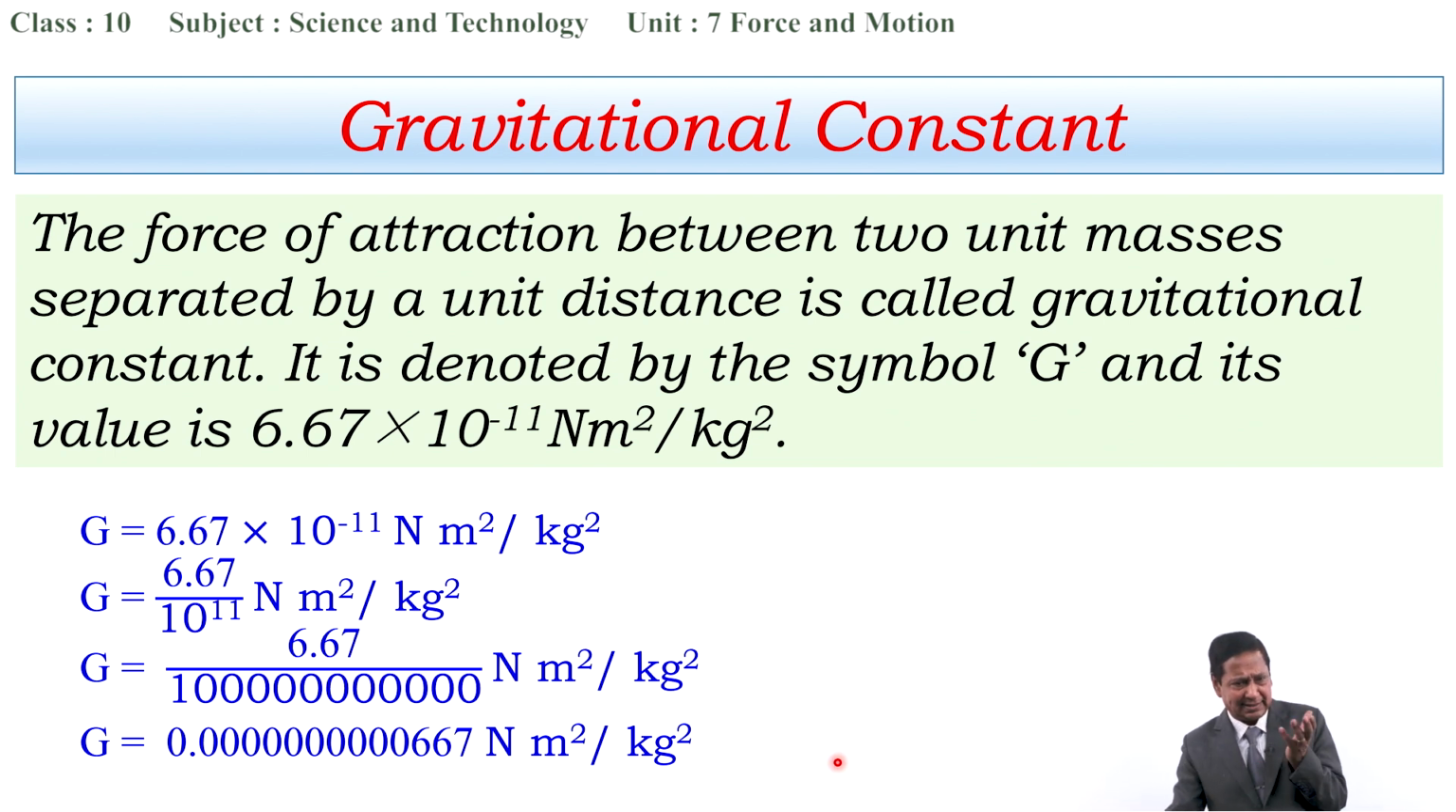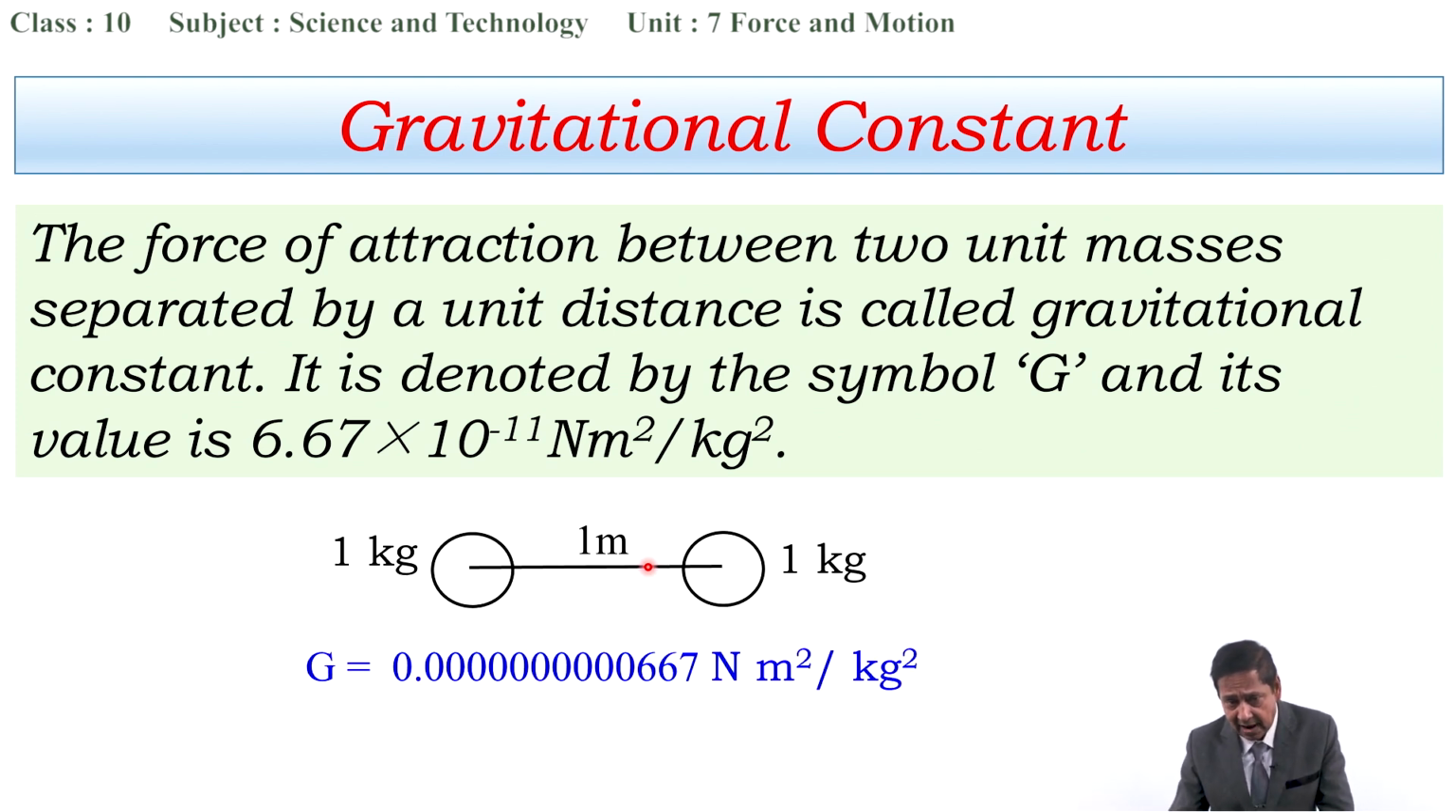Now, what is this? Why am I doing all this? Because I want to tell you that the force of attraction between two 1 kg masses is so small that it is millions of times smaller than 1 Newton. That's why I want to say this: the attraction between two 1 kg masses is very less, millions of times less than 1 Newton. And at first it was determined by Henry Cavendish.